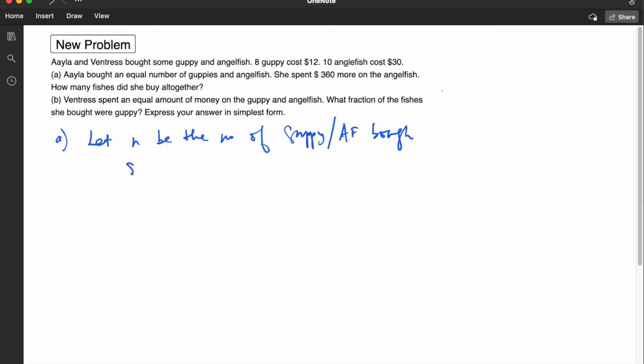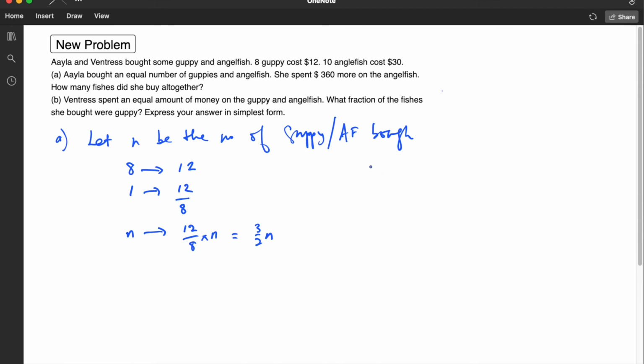All right, so for guppies, 8 guppies will cost $12. So for 1 guppy it will be 12 over 8. But now we're interested in n guppies, so we have to take 12 over 8 multiplied by n. If you want to, you can simplify this by dividing by 4 to get 3 over 2 n. Right, so we're going to do the same for angelfish.